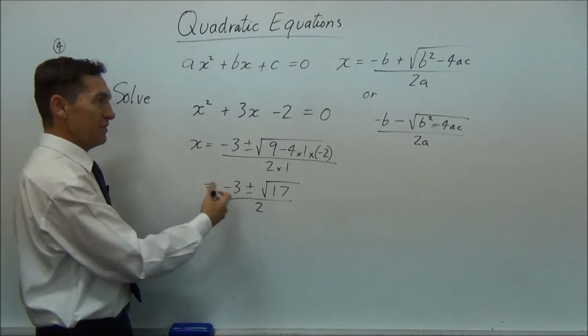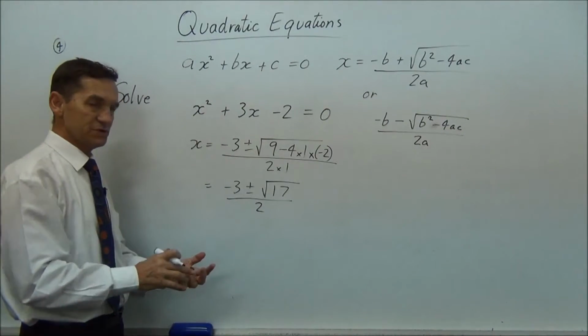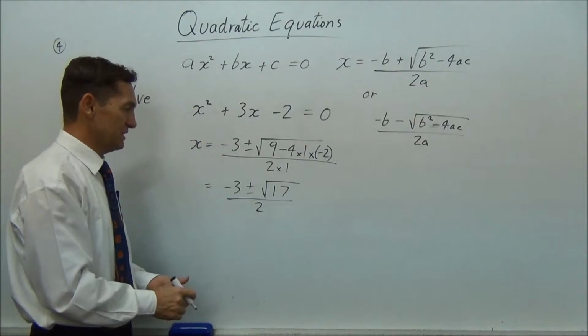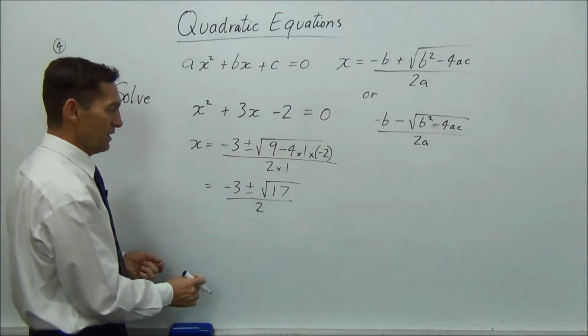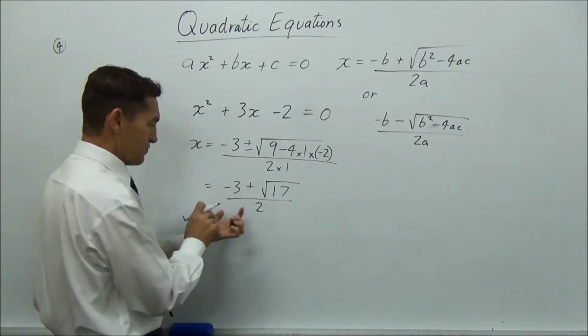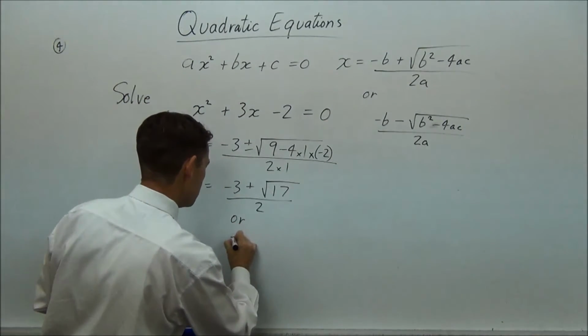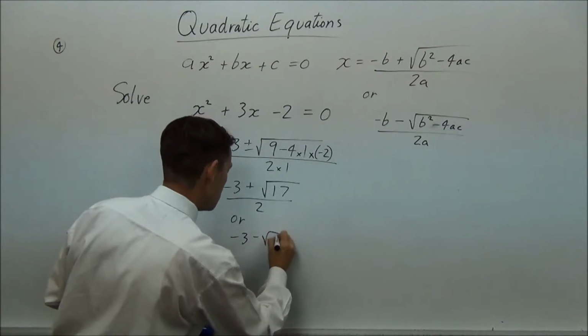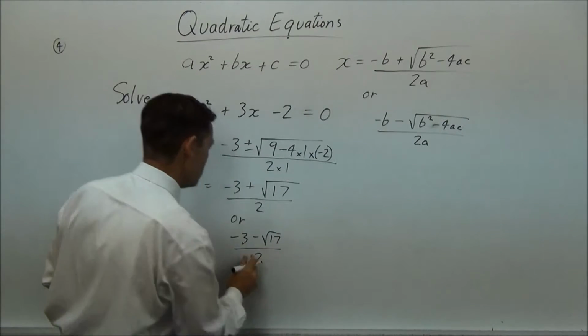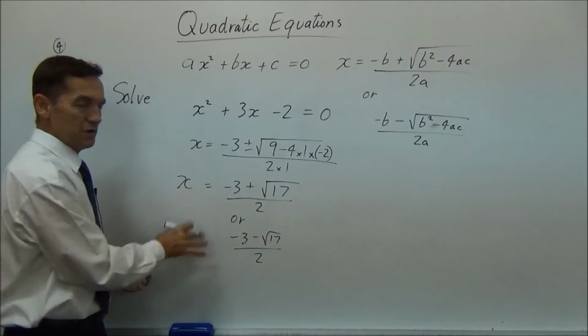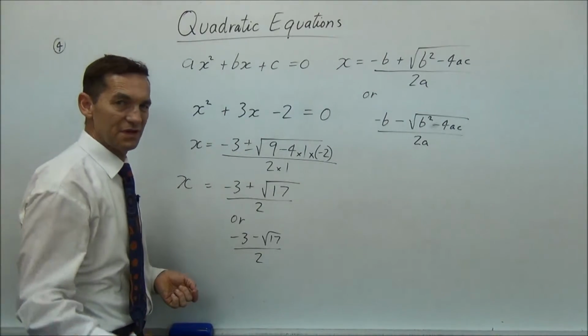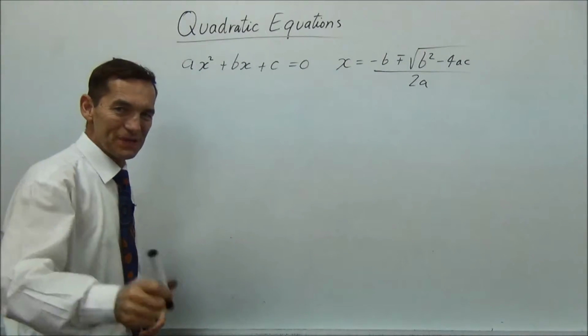You don't have to write out the two answers unless the question says what are the actual two answers, in which case you would get your calculator and you would give 3 plus root 17 over 2, or, and then again press on your calculator, 3 minus root 17 over 2 as your two values of x, and you solved it. And you're done.